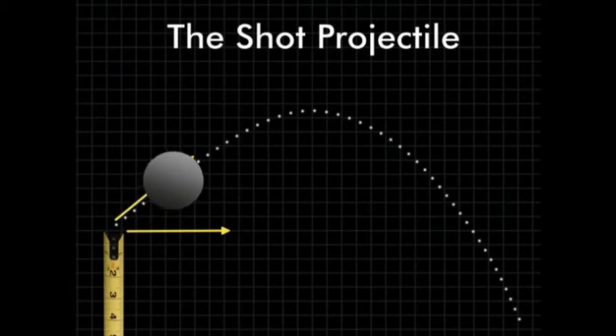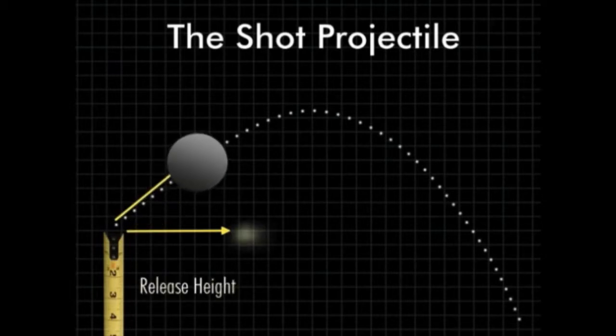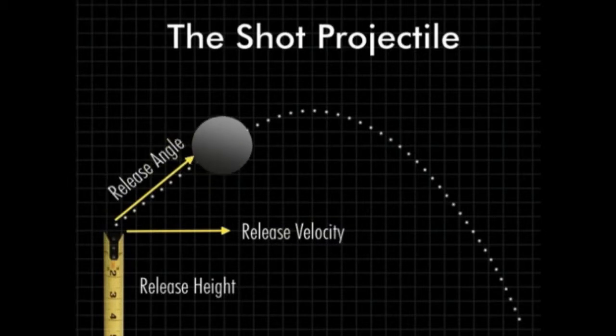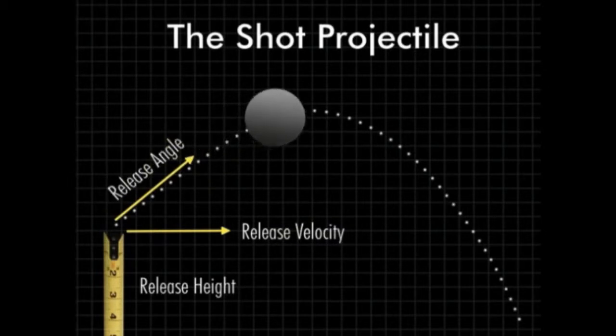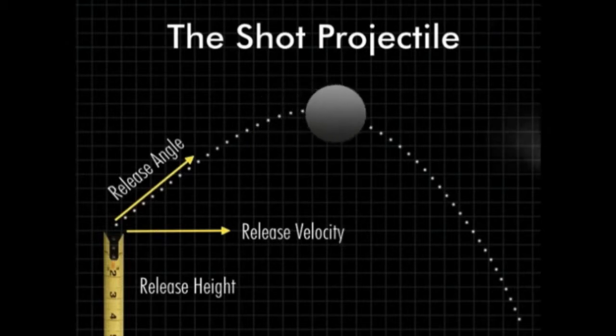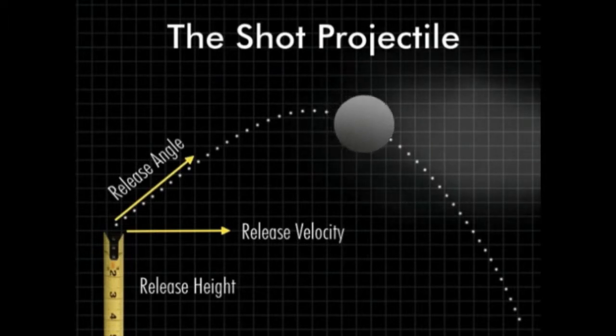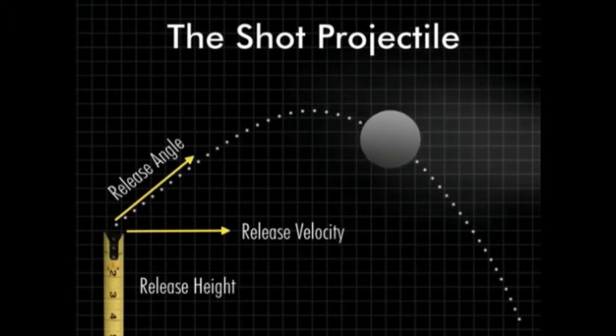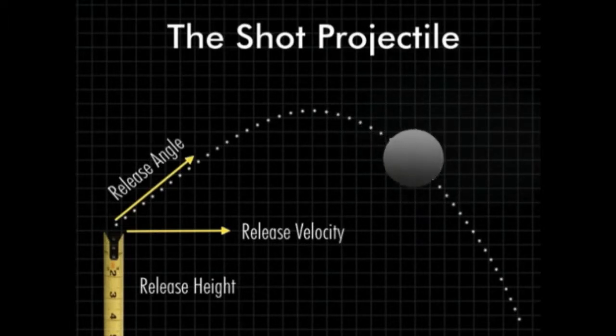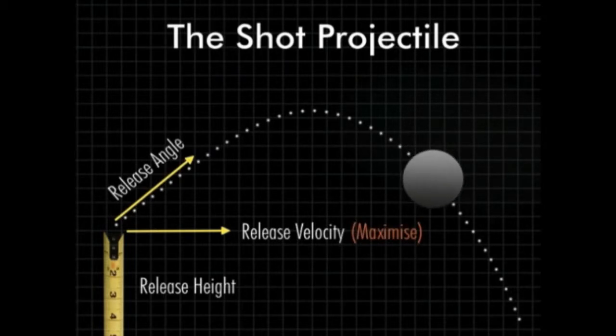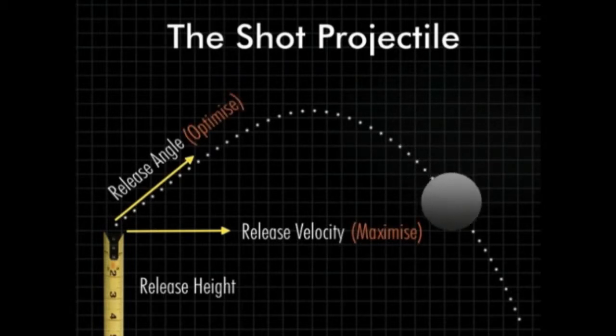The main factors affecting performance are release height, release velocity and release angle. Due to a better release height, taller athletes are at a slight advantage over shorter athletes. Given the shape and weight of the shot, wind resistance plays almost no role in performance. Therefore, all technical aims of the shot are directed towards maximising release velocity and optimising the release angle.